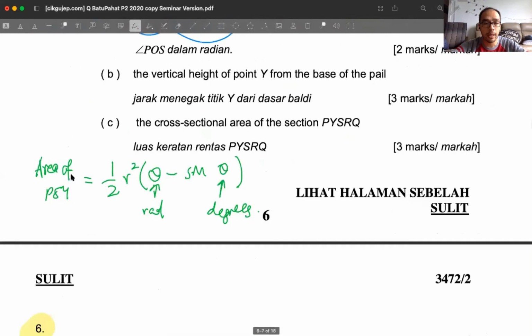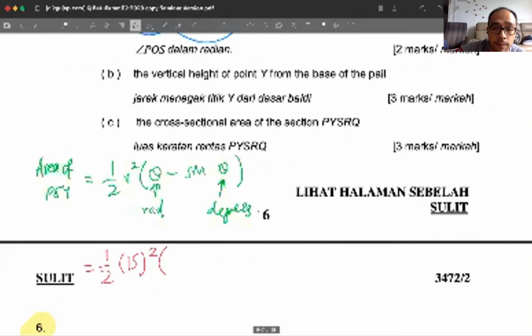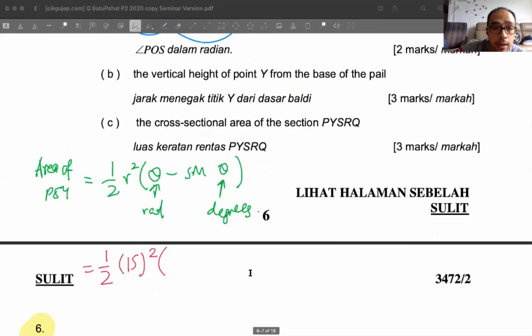So this will be 1 over 2. R is 15, right? So 15 squared. Theta, let me just check and see. Theta is 1.4596, according to the marking scheme.